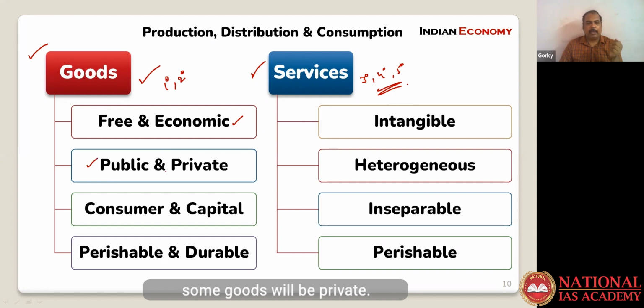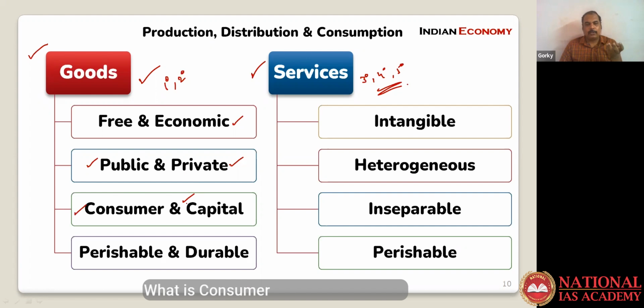Then some goods will be public, some goods will be private. Public means the entire larger public will consume. Private means individuals will purchase and consume. Okay. Then public also can purchase, but a public good is something which is for everybody. Say public distribution system, it is a public good because it will be consumed by the large general public. Whereas private means it will be a retailer where you purchase for a particular purpose. Okay. Fine.